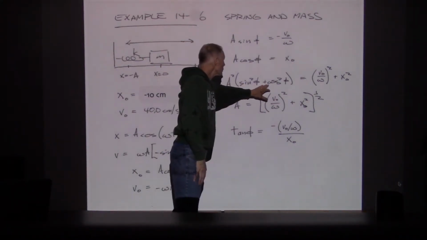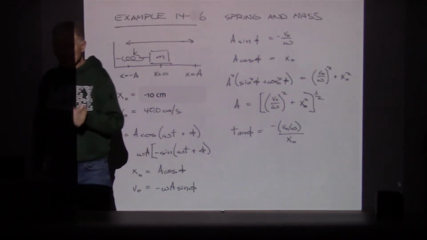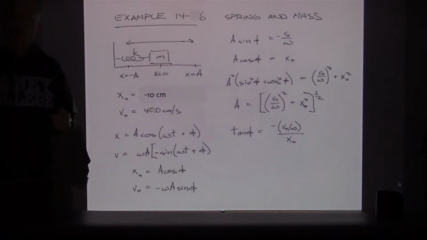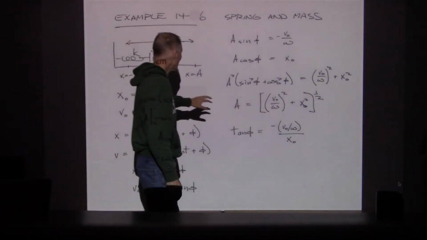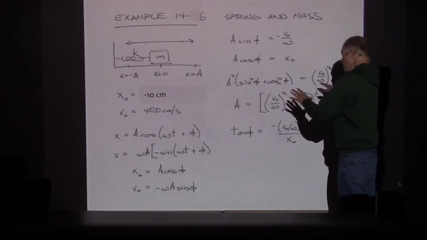The sine squared plus cosine squared factors out. That gives us a way to calculate A. That's a standard algebraic trick for finding that coefficient out in front. And for us, that coefficient out in front is the amplitude. And this is a good formula to keep track of.